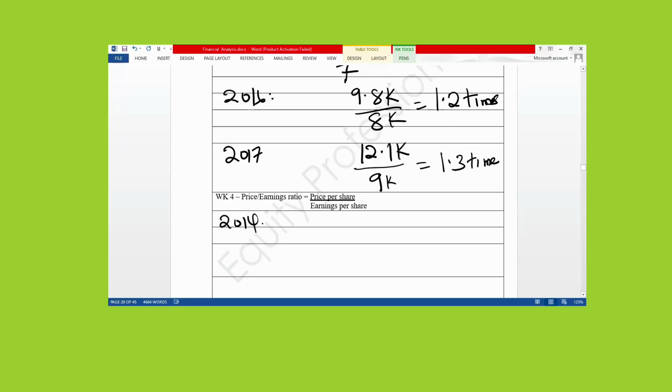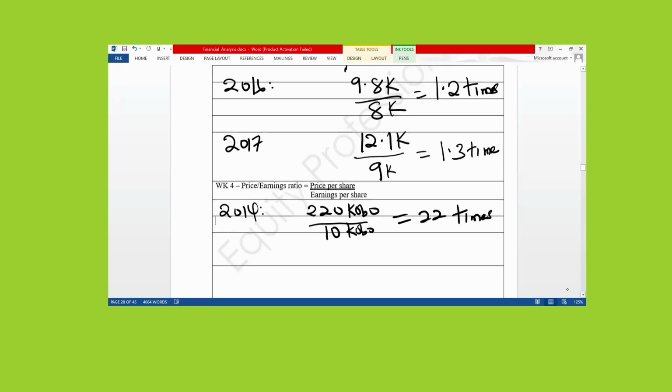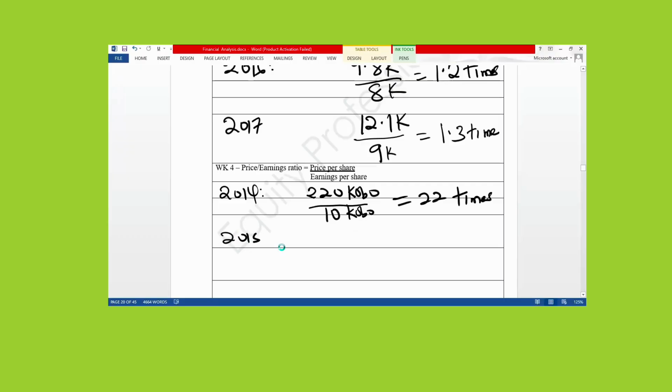For 2014, the market price per share is 220 kobo. Earnings per share is 10 kobo. That will give me 22 times. For 2015, market price per share is 305 kobo. Earnings per share is 10.7 kobo. Please divide. 28.5 times. Thank you.